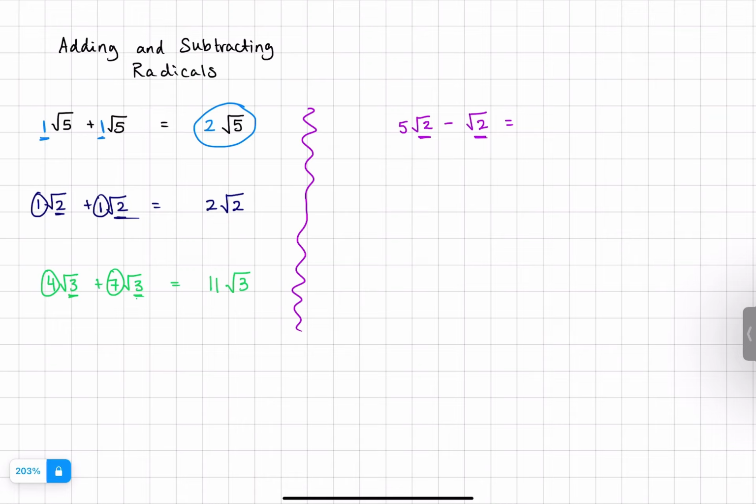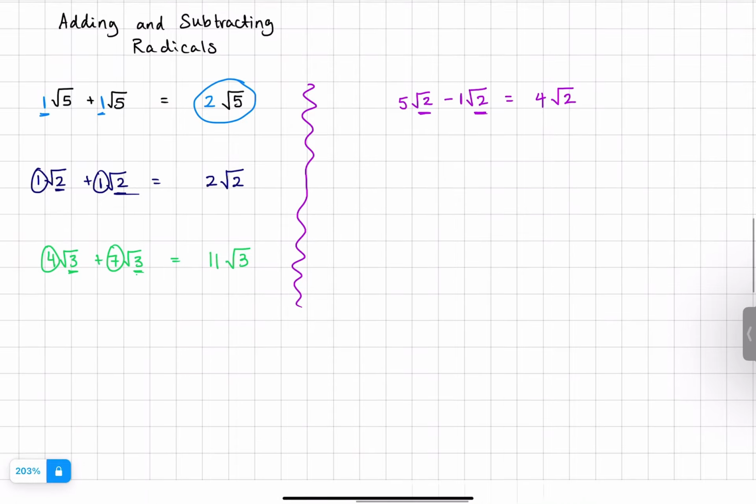Great, so 5 root 2, so you put a root 2 on the answer side, and there's a 1 here. There's the invisible 1. So 5 minus 1 is 4. So the answer would be 4 root 2.